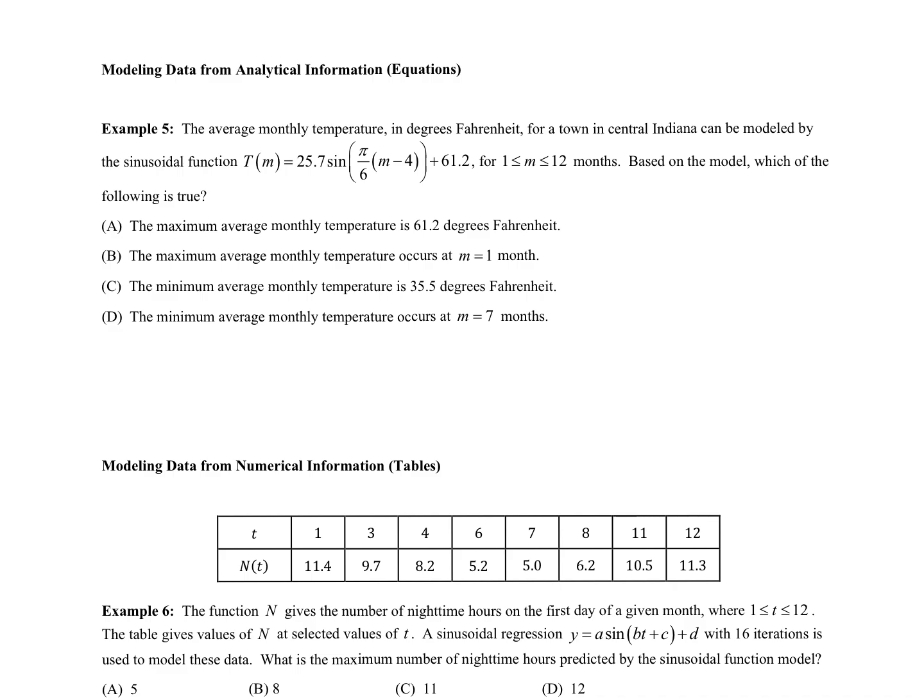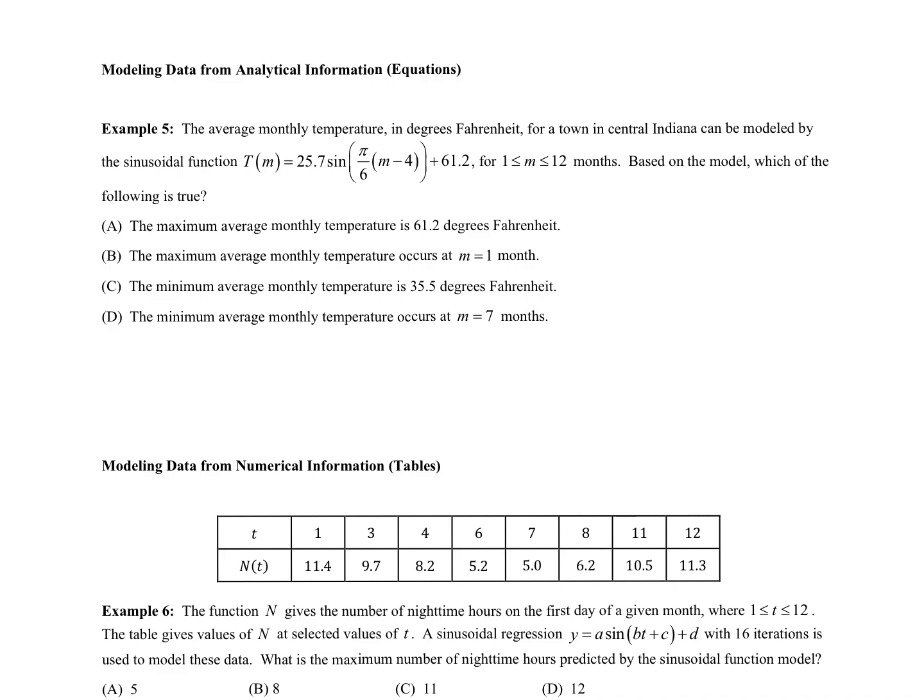The average monthly temperature in degrees Fahrenheit for a town in central Indiana can be modeled by the sinusoidal function T of m is equal to 25.7 sine of pi over 6 times (m minus 4) plus 61.2, where 1 is less than or equal to m, and m is less than or equal to 12 months. Based on the model, which of the following is true? All right, let's just break it down for a sec. What's my amplitude? 25.7. So what's my midline? 61.2.